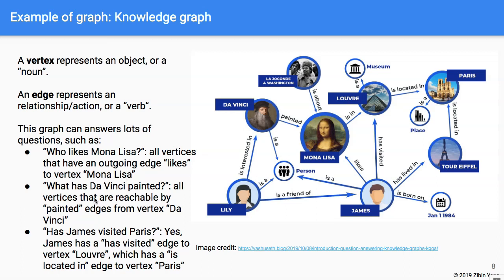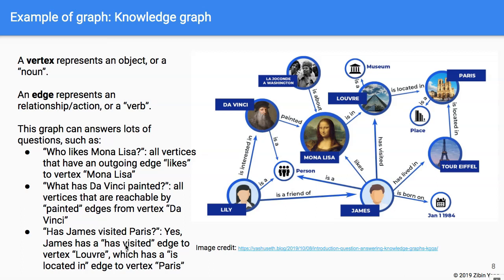Okay. Another question that can be answered, for example, is: what has Da Vinci painted? In order to answer that question, we find the vertex that represents Da Vinci, and then we look up all the outgoing edges from Da Vinci that are labeled painted, and all those vertices that the painted edge goes into are the paintings painted by Da Vinci.